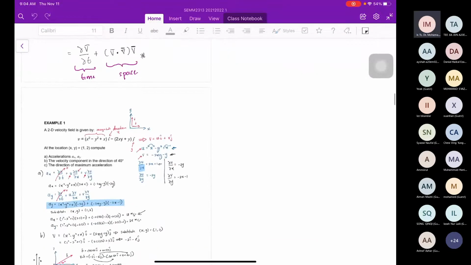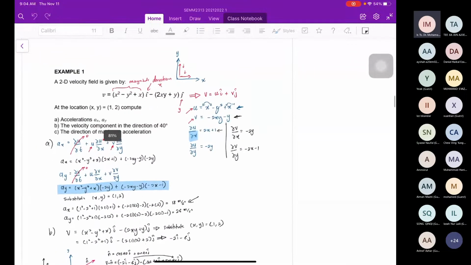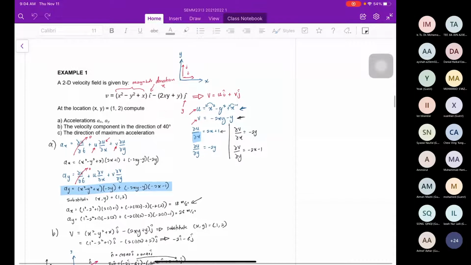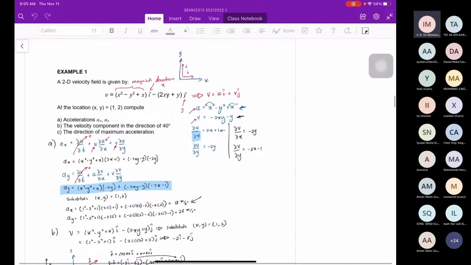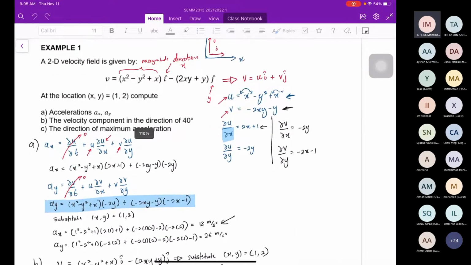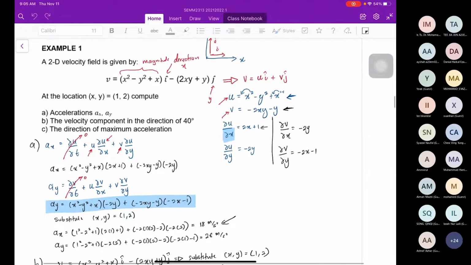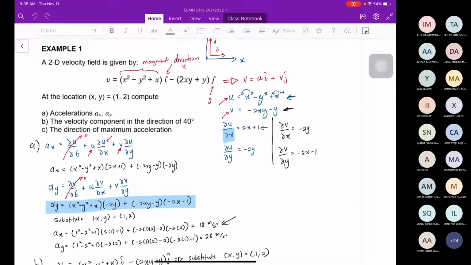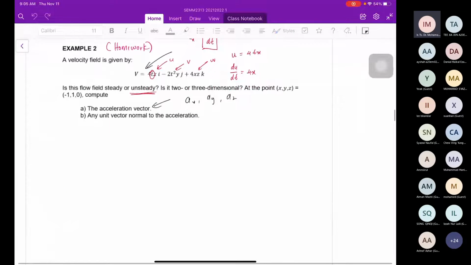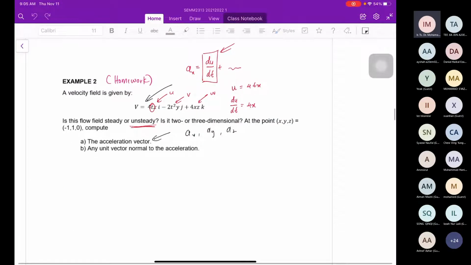We have done example 1 on how to get the acceleration when the velocity vector is given. Then we solved question B, the velocity component in the direction of 40, for which we use the dot product. And C, the direction of maximum acceleration. Right? So this is your homework. I hope you will do it because this will test your understanding.